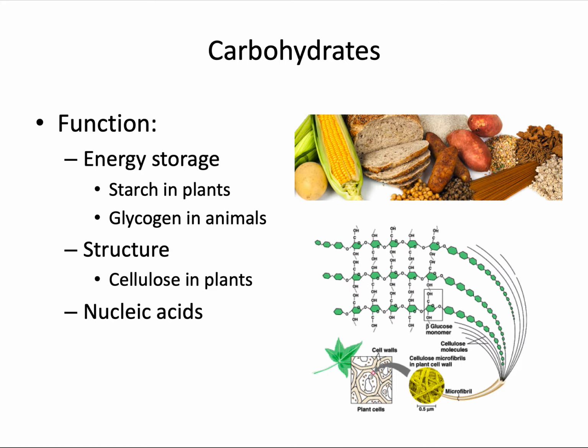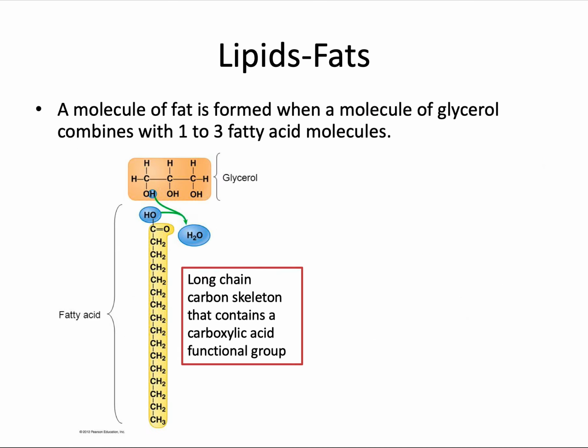Plants structurally also use cellulose. It's the cellulose in the cell walls of plants that makes them turgid, so the cells are able to be filled up with water, and plants can stand tall as we see them. Nucleic acids exist also because of carbohydrates. A component of the nucleic acid is a sugar, the ribose sugar or the deoxyribose sugar, depending on which nucleic acid you're talking about.